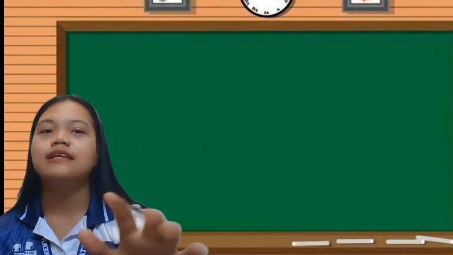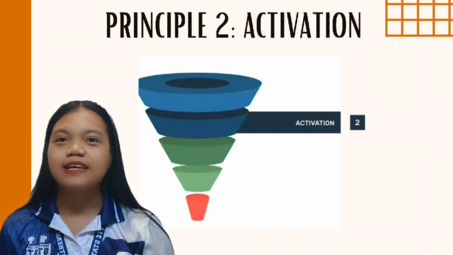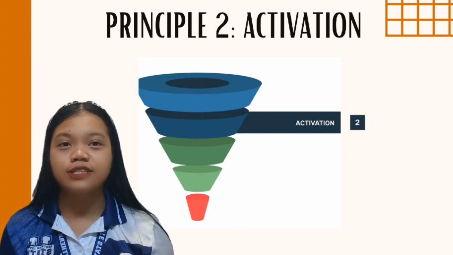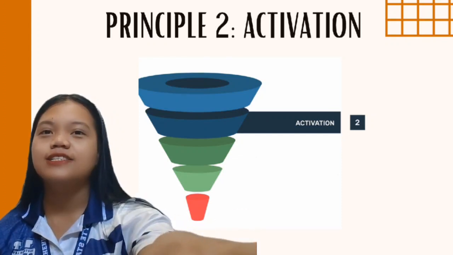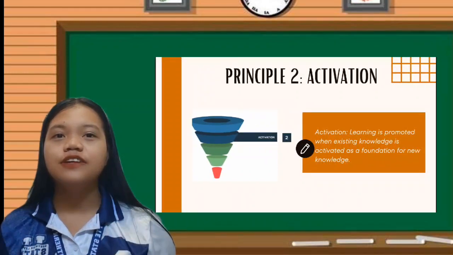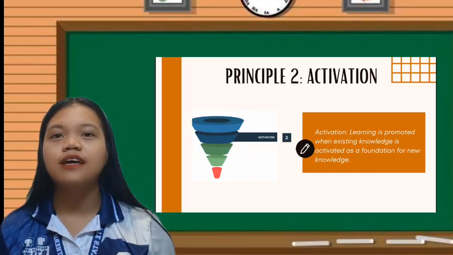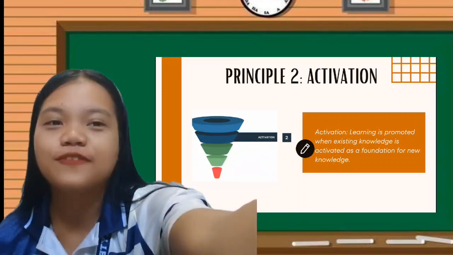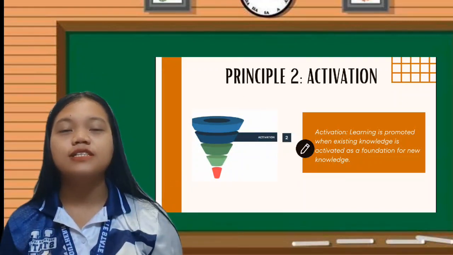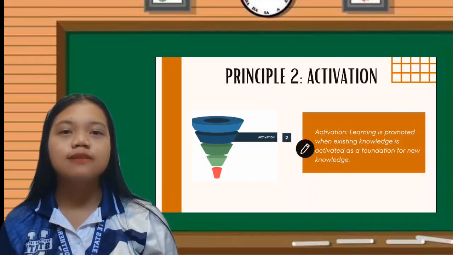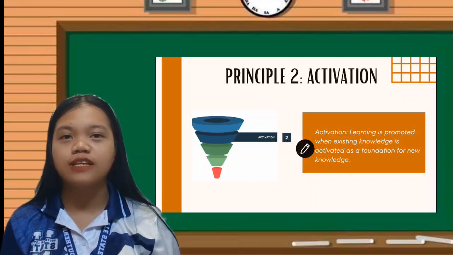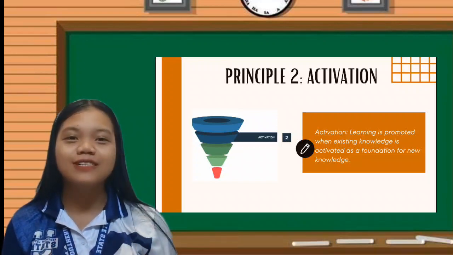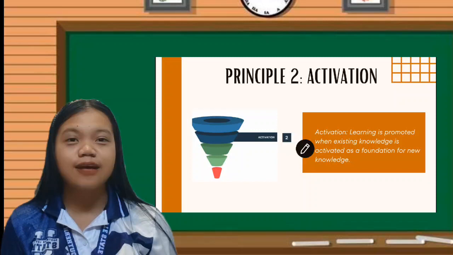Principle 2 is activation. So can you share your ideas of what is activation? Okay, so activation is learning. Learning is promoted when existing knowledge is activated as the foundation of new knowledge. So activation is the process of using existing knowledge as the basis of acquiring new knowledge. It involves tapping into what students already know to help them understand and learn new concepts effectively.